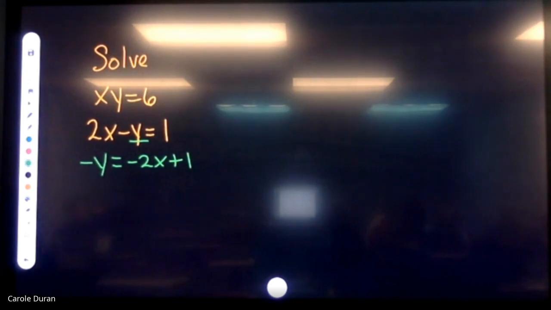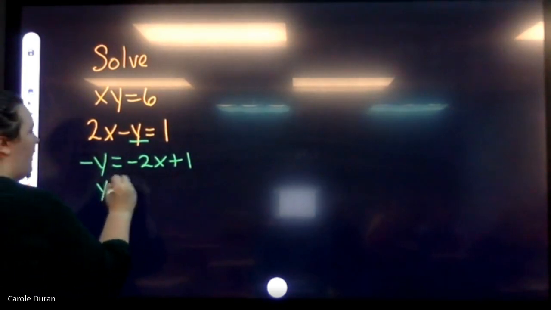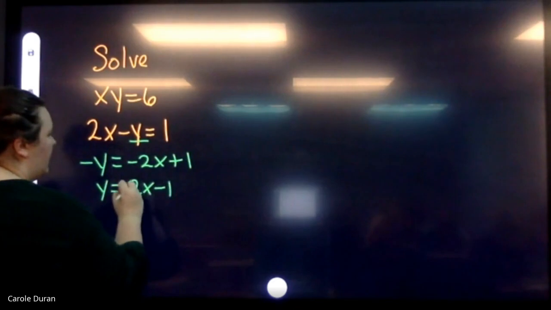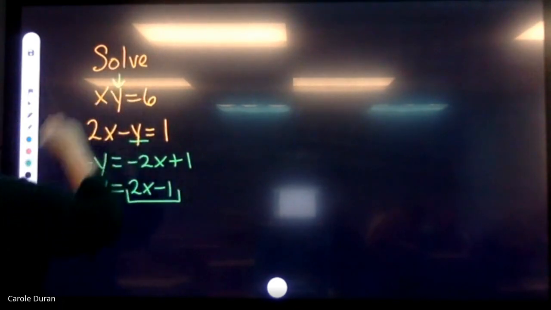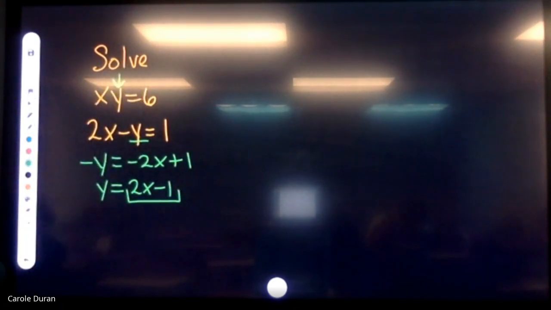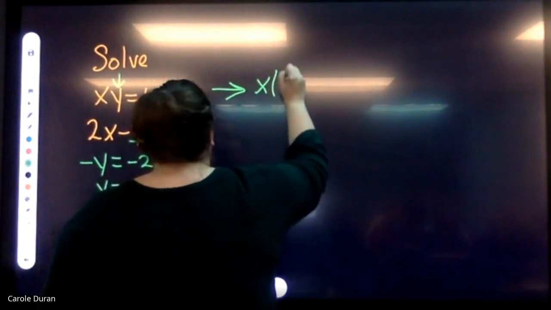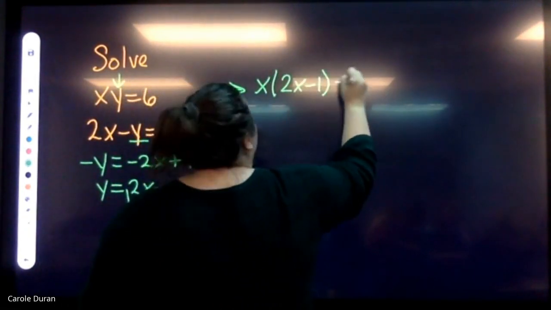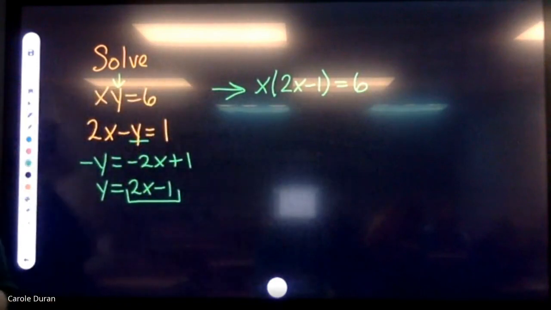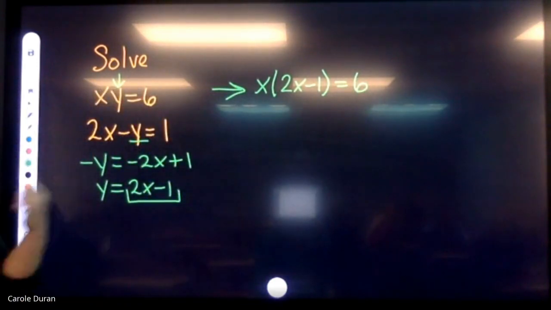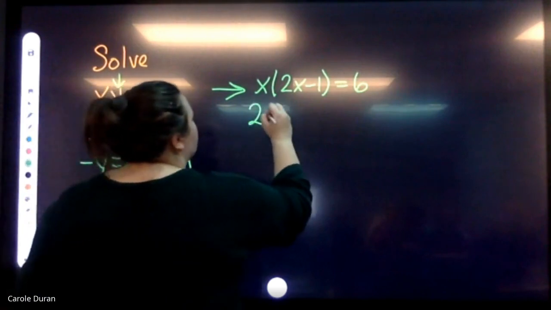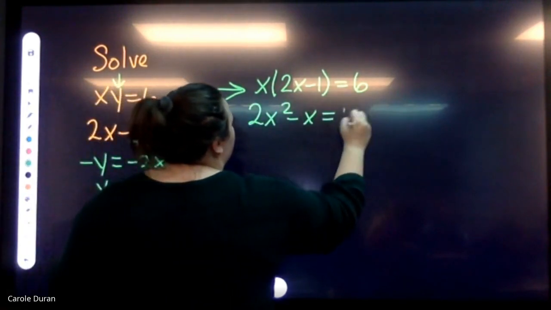But I don't want negative y, I want positive y. So what am I going to do? Divide everything by negative 1. When I do, I get y equals 2x minus 1. And this is what I'm going to substitute in for the y in that multiplication equation. So then when I substitute that in, it becomes x times 2x minus 1 equals 6. I go ahead and I multiply that out. I get 2x squared minus x equals 6.